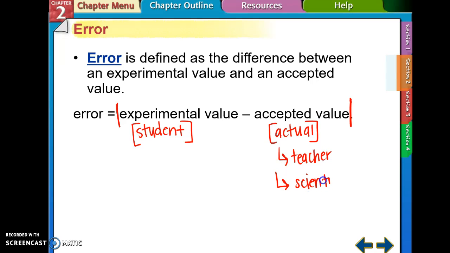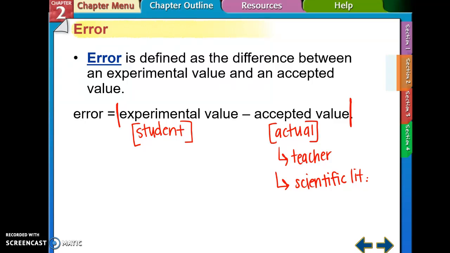So when you are actually calculating error, the accepted value is going to be given to you. The experimental value is what you yourself came up with, or what the student in the question came up with. So, error is experimental minus accepted. Could I flip that around and do accepted minus experimental? Yes, because you're taking the absolute value. So error, when we're using it in percent error, you're going to take the absolute value.